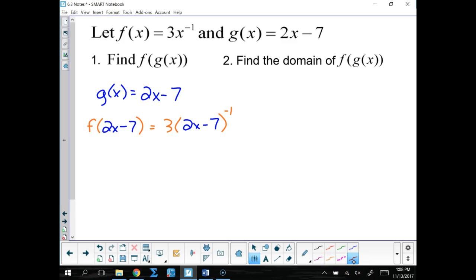So that tells me that f of g of x is going to equal 3 over 2x minus 7. Yes, ma'am. So I got the same thing, but I changed f of x in the beginning to 3 over x?